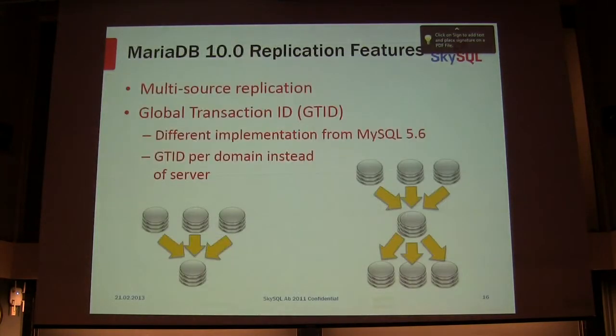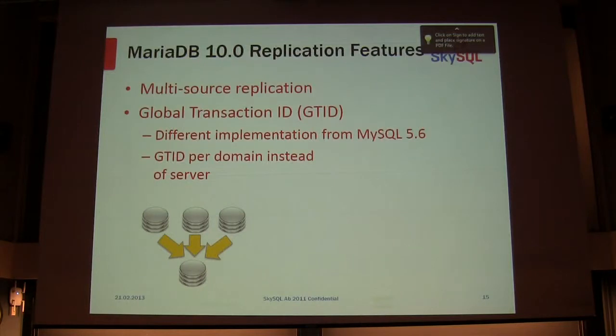Is the global transaction ID already in the distribution? Because last time I saw it was only in a separate build. Yeah, no, it's not. It's coming in the next version, which probably is going to be here in a month, approximately.